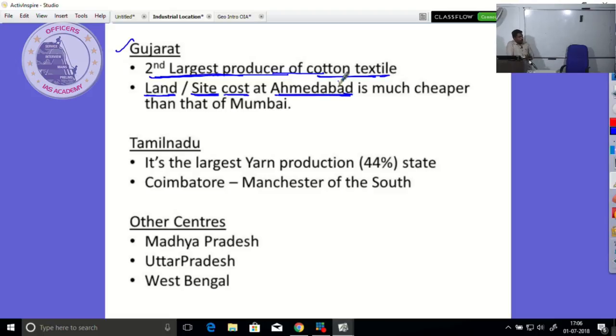One extra factor why we find the industrial location in Ahmedabad, apart from the others, is that the cost of site is comparatively less.